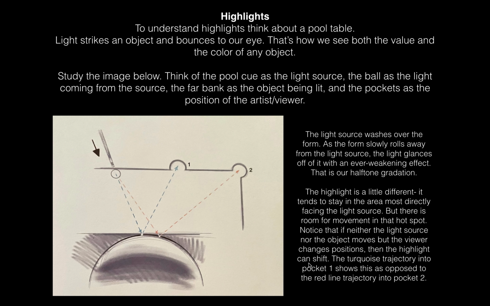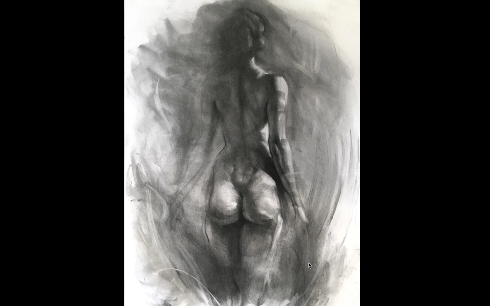The turquoise trajectory onto pocket 1 shows this, as opposed to the red line trajectory into pocket 2. So if you were to imagine looking at a shiny ball or surface, as you move around that ball, that highlight is going to move with you, right? That highlight is actually a phenomenon of the light hitting your eye. So you are seeing that light hitting your eye, and that is what is happening when you see those really bright highlights.